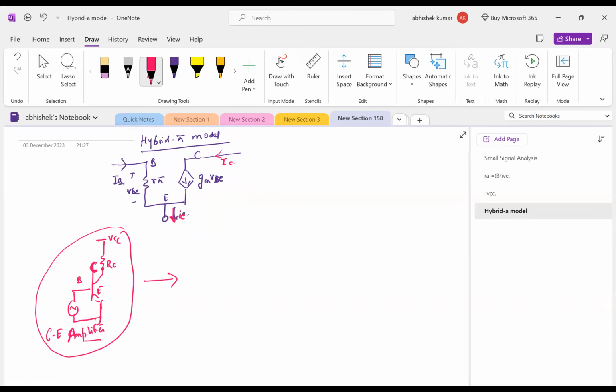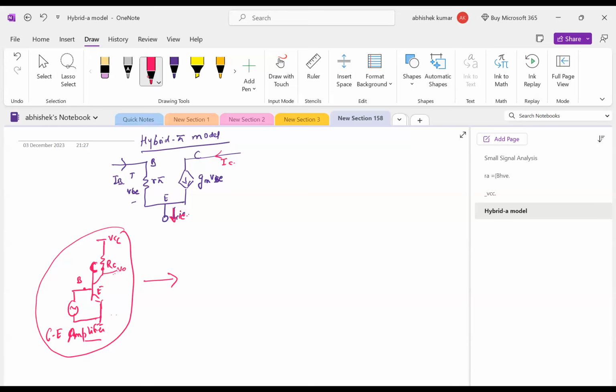Yeah, it is called common emitter because we are giving input from base and we are taking output from collector to emitter. So emitter is the common one. That's why it is known as common emitter. It means that emitter is coming in both cases, both sides, when we are sending input or when we are taking output. Okay, any doubt?